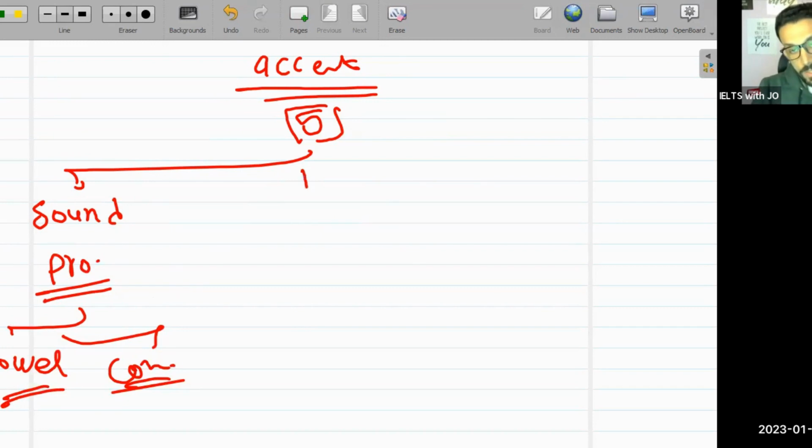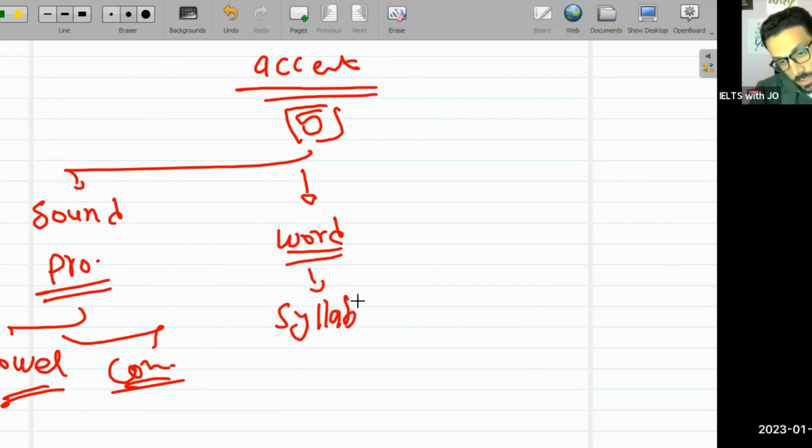Okay, and this is moving to the next part, which deals not only with the level of sound, but a higher level, the item of words. And then we have another item, which we call syllable stress, where we divide the word into different syllables and deal with how we can stress the first one or the second one. How can the prefix or the suffix affect the pronunciation of the word?